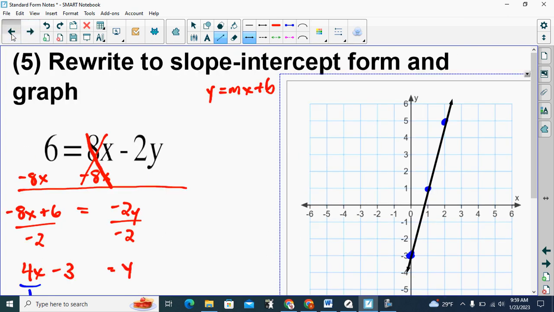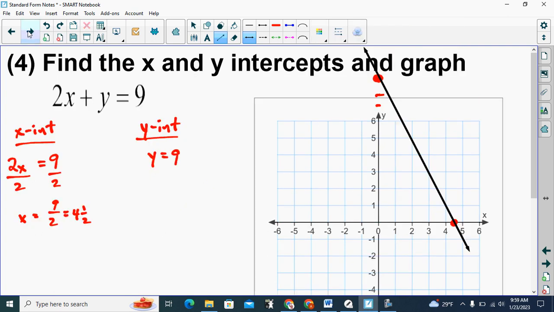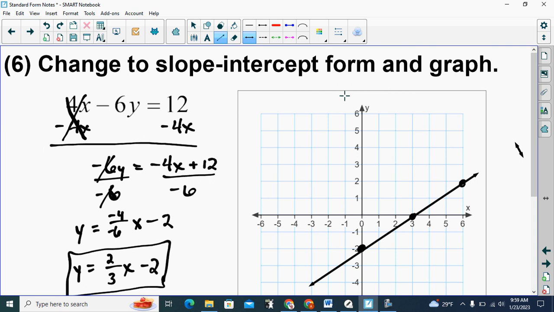Sometimes it's easier to find the x and the y-intercepts, like here. Those are integers, so nice and easy. Sometimes it's easier to change to slope-intercept form. Usually the directions will tell you how to do it. If it just says graph, you could do it either way.